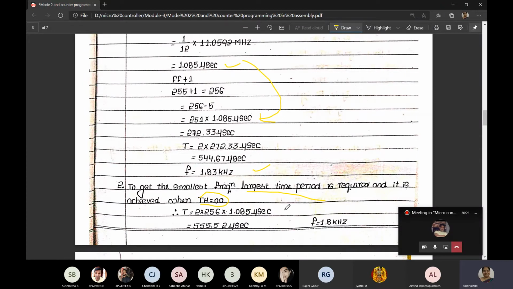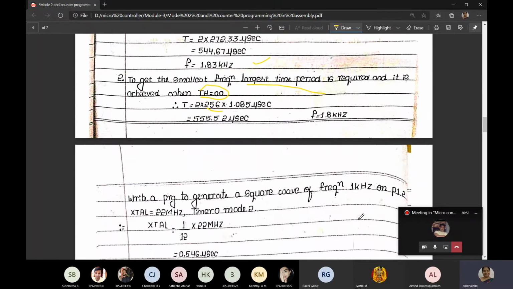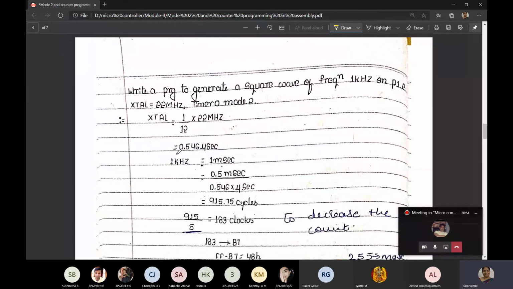This is the smallest frequency. To know the smallest frequency, the time period should be maximum. It will be maximum when we take the maximum count, that is 256, a complete count from 00 to 256. Since it is a time period, it should be multiplied by 2, and 1.085 comes from the external frequency. So the smallest frequency is 1.8 kilohertz. It is just one example.